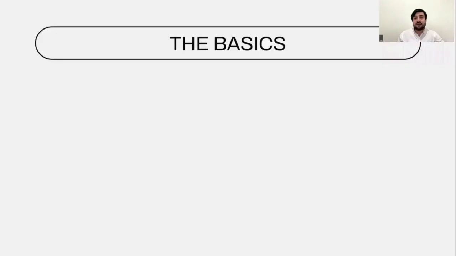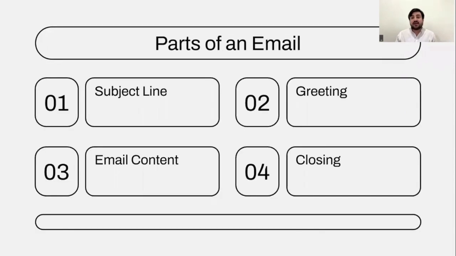In this first video, you're going to learn about four main components of well-written emails. Let's begin. When we think of the basics of email writing, we're talking about the parts that make up a well-written email. These parts are the subject line, the greeting, the content, and the closing. In the following slides, you're going to learn how to write each of these parts.